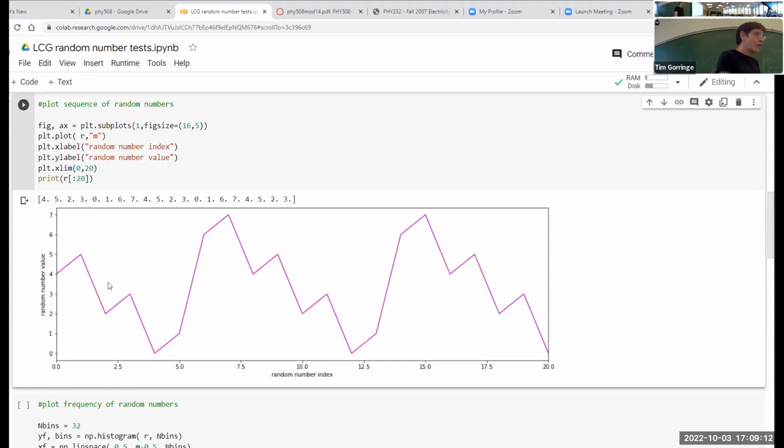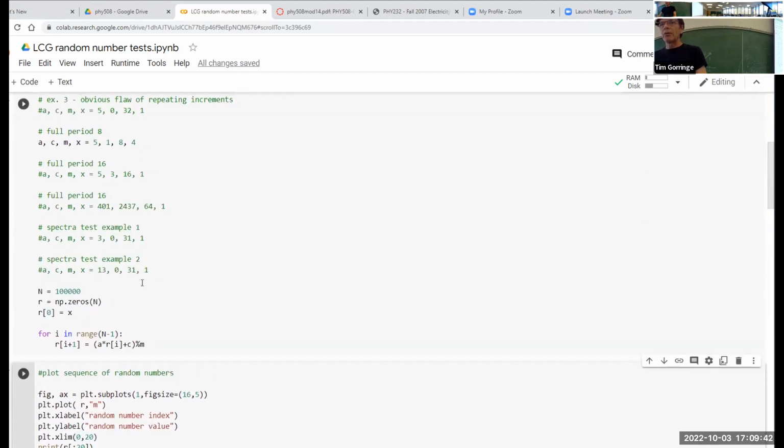Okay. So here you see the sequence of numbers. My seed value is 4. I go 5, I go 2, I go 3, I go 0, 1, 6, 7. I get back to 4 over here. And so this fulfilled those conditions for getting the full period. And indeed, I got the full period. So that worked. I'll show you one more example.